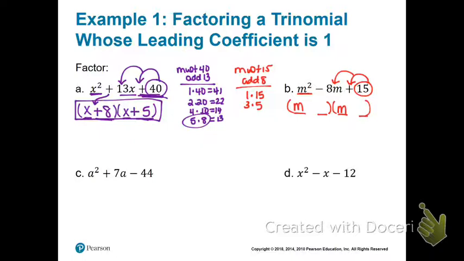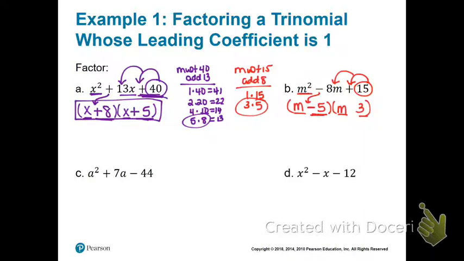Notice when I do these, I always start at 1 and I go until I repeat. I check every number because if I skip a number, it's probably going to be the one I need. Alright, so these have to add to 8 though. So we know that 3 plus 5 is 8. Bigger number first. Bring down that first sign.